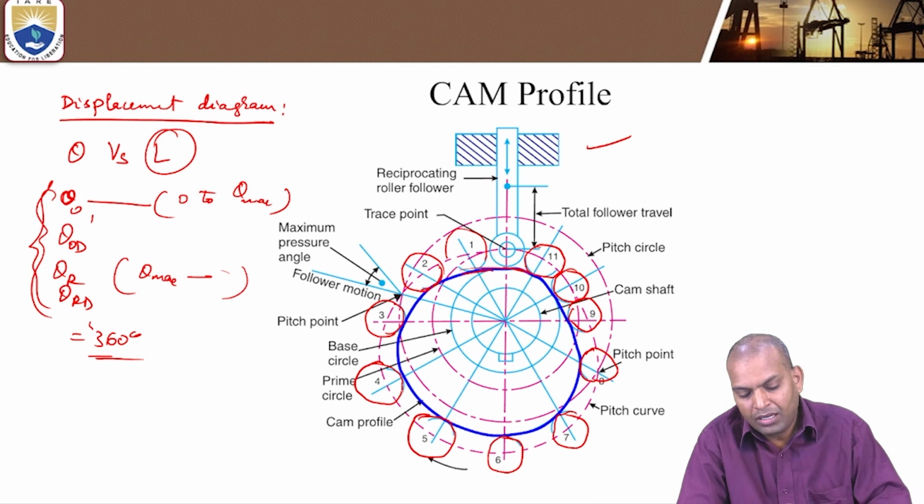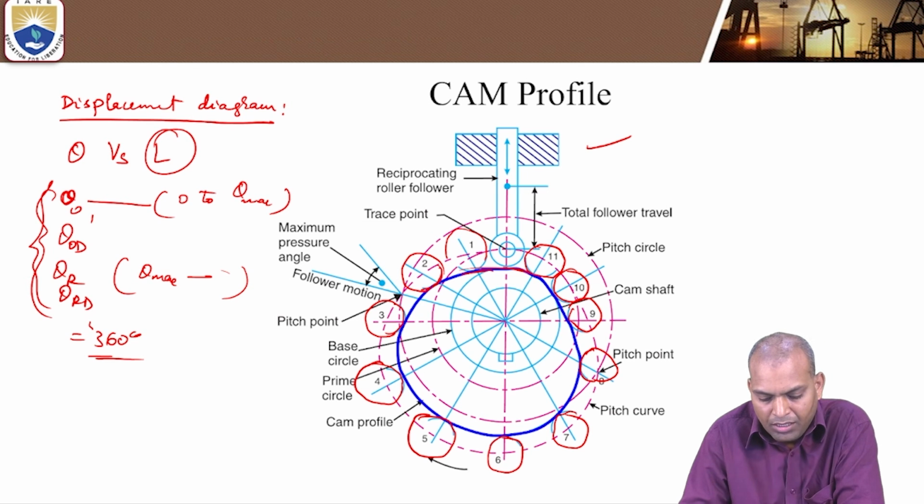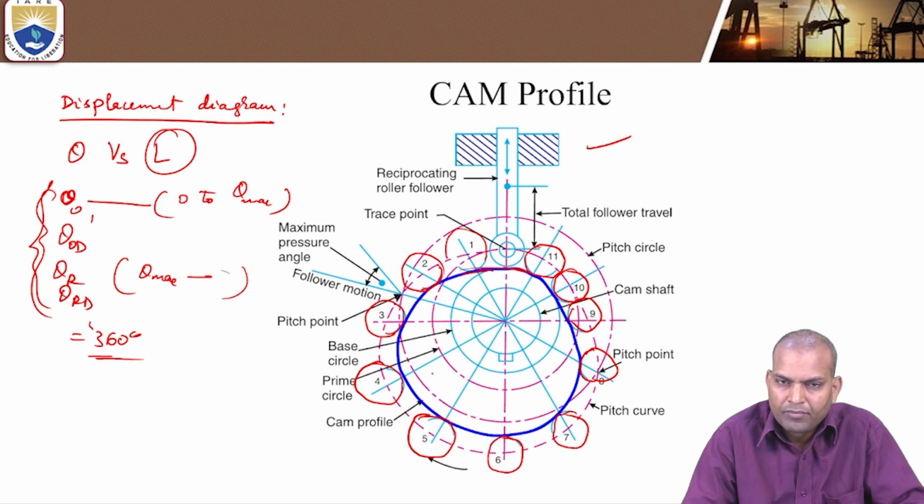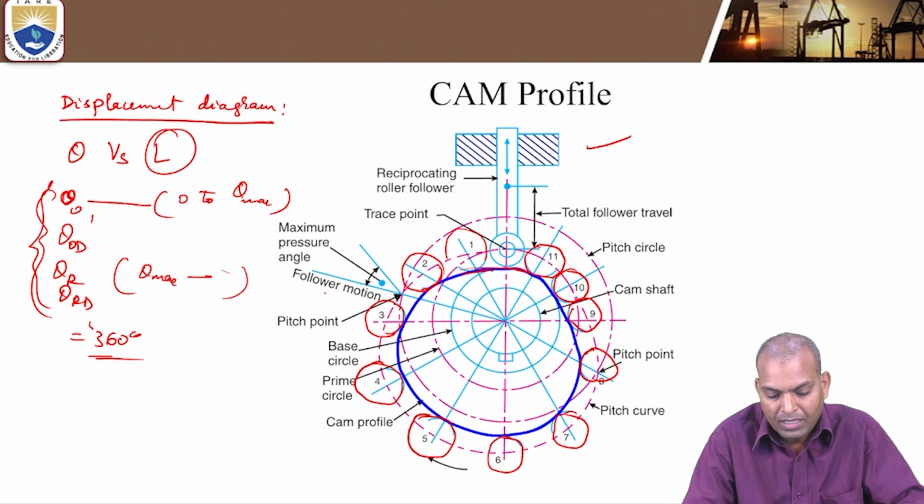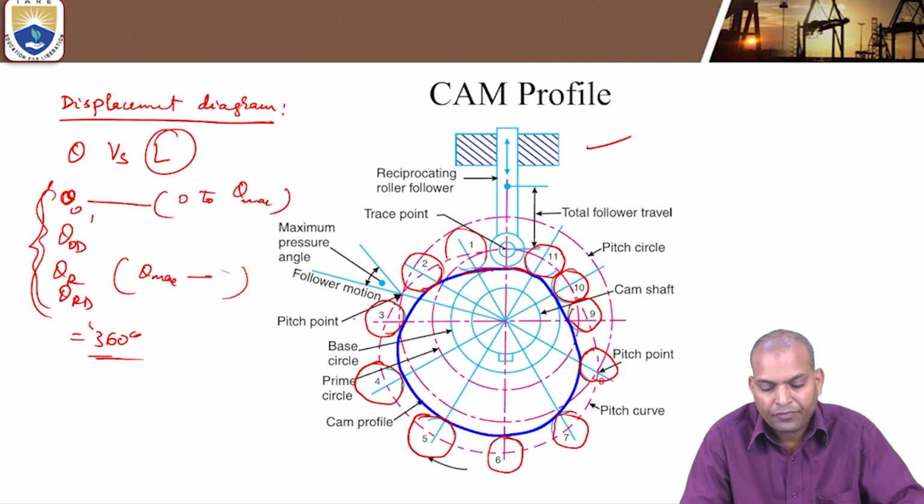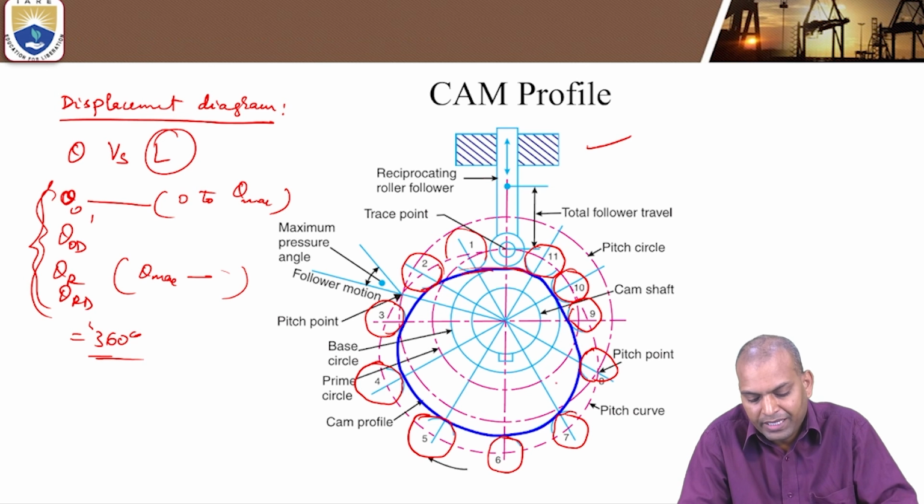So this is the profile of a cam. What are the terms we have studied here? The terms we have used: what is the base circle, what is the tracing point, what is the maximum pressure angle, what is the follower motion, what is the pitch curve, what is the pitch point, what is the prime circle, and finally what is the cam profile. This cam profile is the shape of a cam.